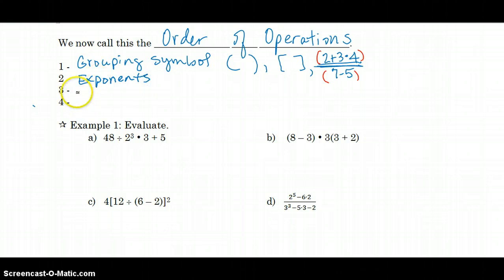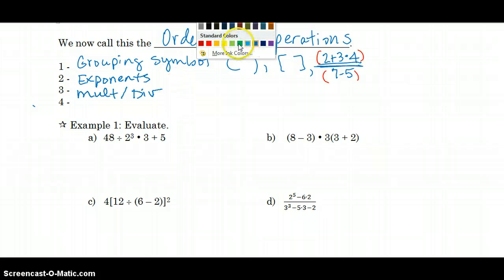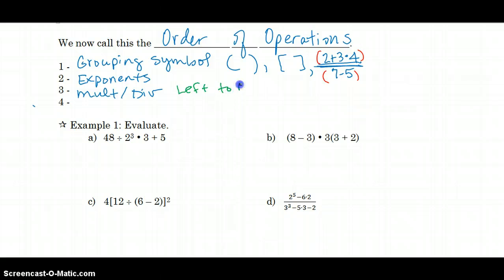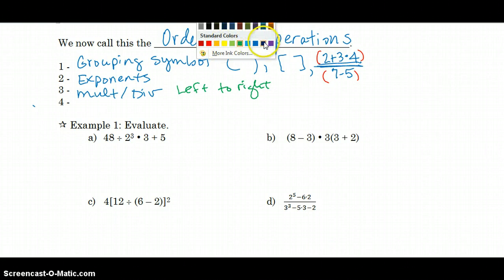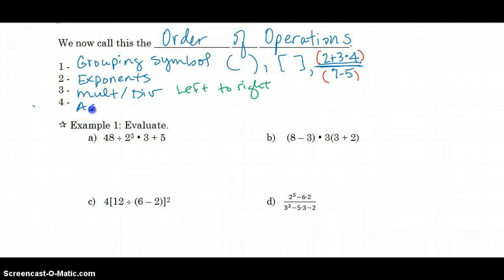And then next to last, if there's multiplication or division, this is what I call they're equal in value. Division's not over multiplication. Multiplication doesn't come before division. And this is where it is so important that you pay attention and read from left to right in the problem. All right, and then now lastly, it's addition or subtraction.